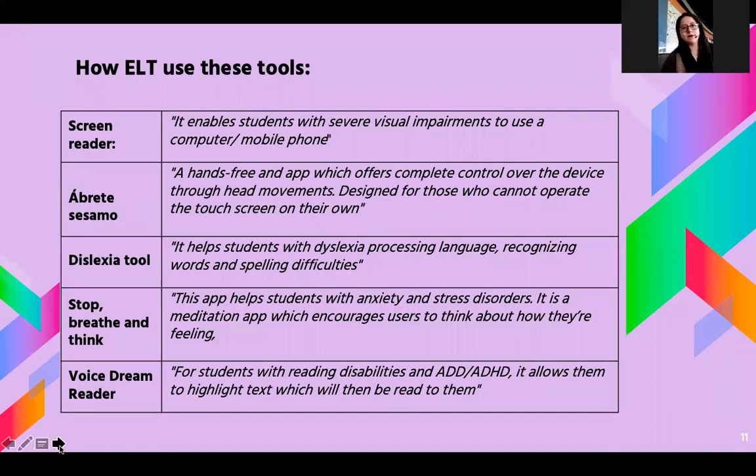Now, how did these practitioners, these volunteers, use all of these assistive technologies, all of these tools? In the first place, we've got screen reader. According to our participants, they mentioned that this assistive technology enables students that present severe visual impairment. So while they were not able to use a computer or a mobile phone, this tool was a great resource for them.